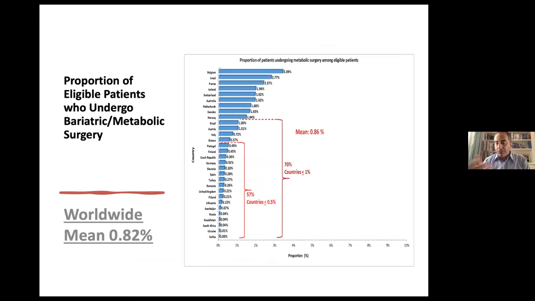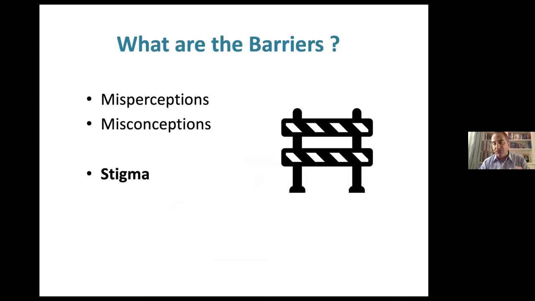Finally, I want to say that despite these benefits, less than 1% in most countries of patients who meet the criteria have access to surgery. The reasons for these barriers are multiple. I would just say, to conclude my presentation, that unfortunately, stigma of obesity and weight bias play a major role.